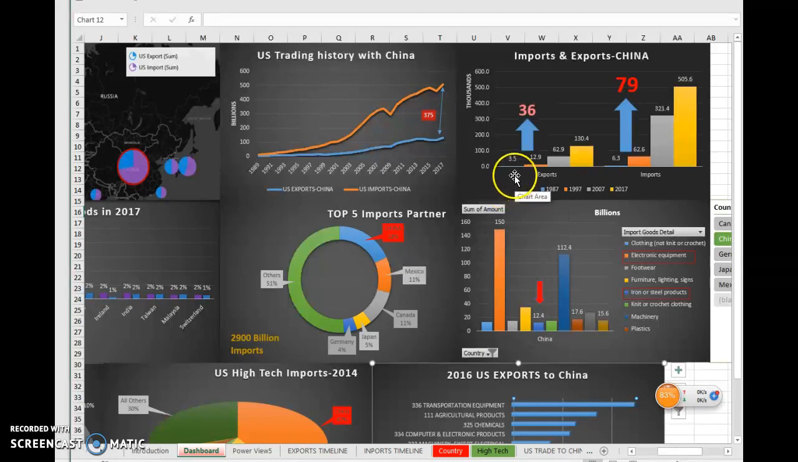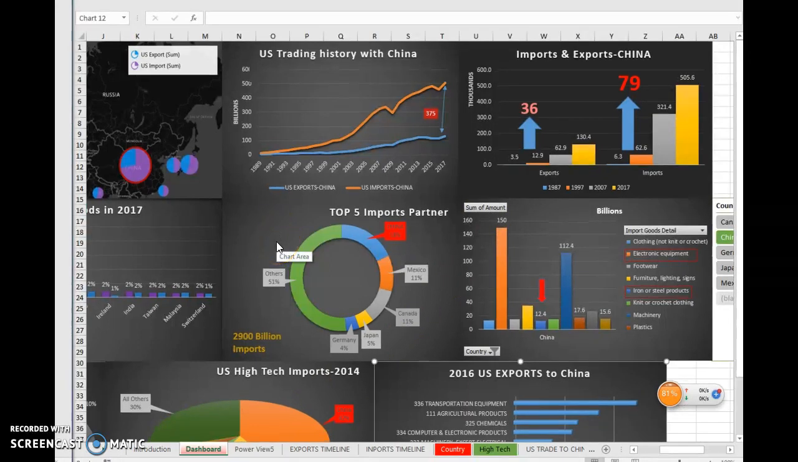So in the year 1987, the US exports was only 3.5 billion, but in the year 2017, US exports to China increased to 130, which is 36 times the amount of 1987. For the imports, the number is even bigger. The number is 79 times.